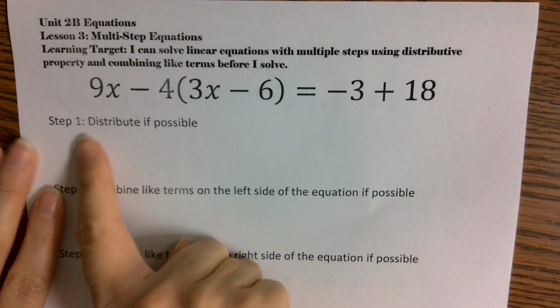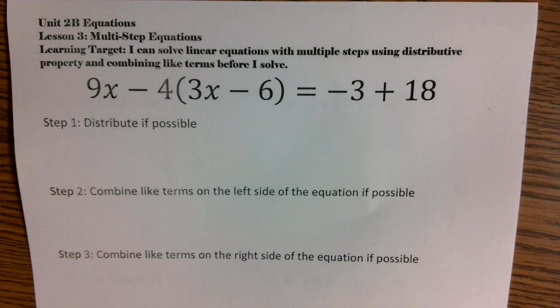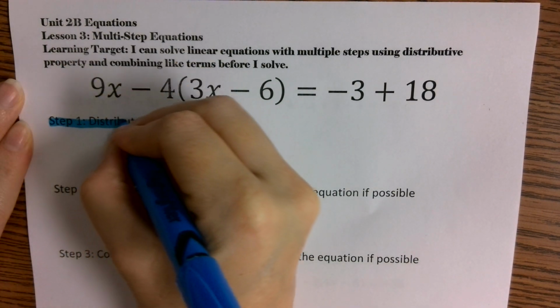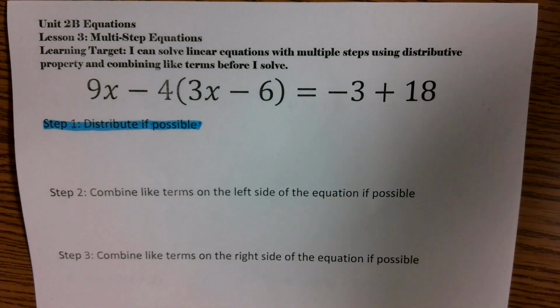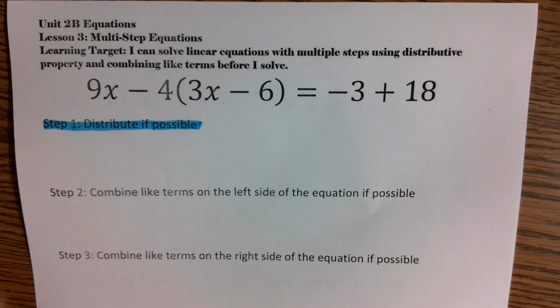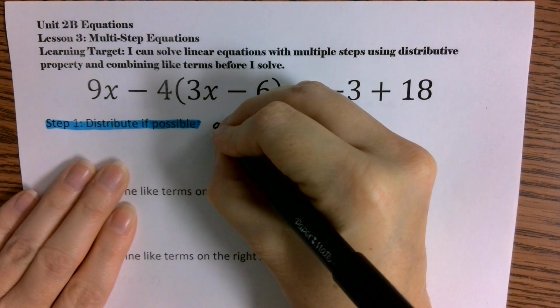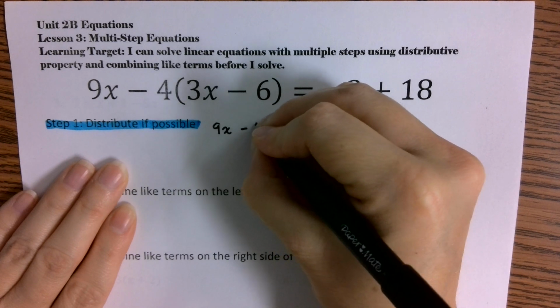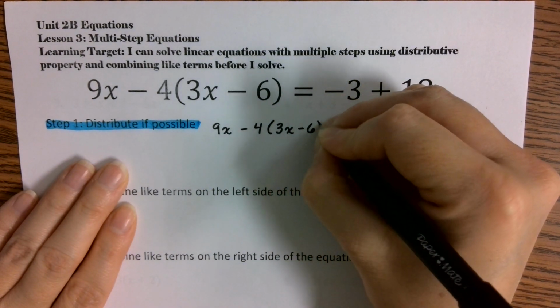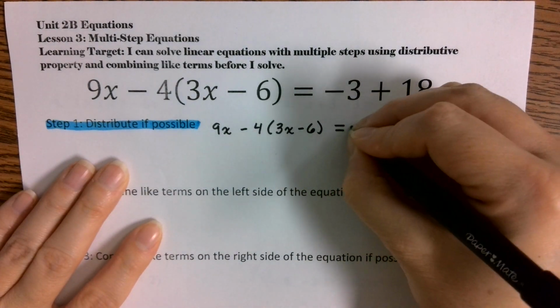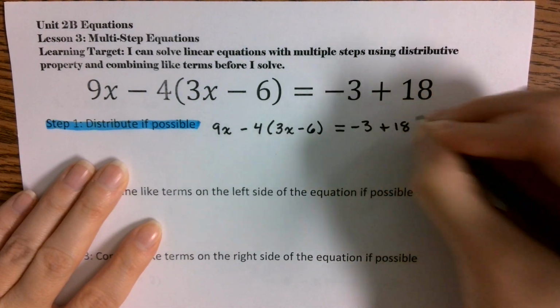So the first thing that we always look for before we start solving anything, when we're trying to simplify, our first step is always going to be that distributive property. We want to make sure that we are distributing before we are solving. So in this situation, we've started off with 9x minus 4, and then parentheses we have 3x minus 6. And then of course we still have that equals negative 3 plus 18.